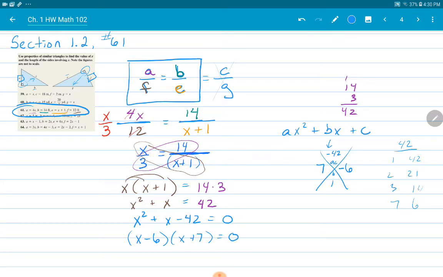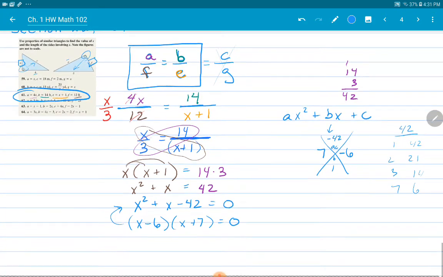And I can double check that I did that right. If I were to FOIL this out, I would get x squared at the beginning. I would get a negative 6x and a positive 7x in the middle, which gives me that 1x. And when I do the last, I would get a negative 6 times a positive 7, which gives me a negative 42. So just foiling and making sure I would get that back verifies that I factored that correctly.